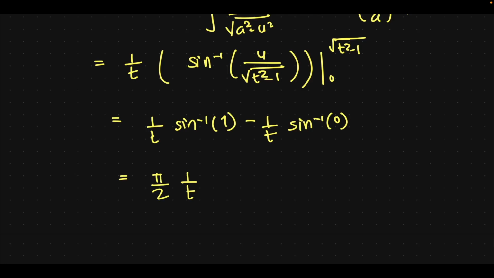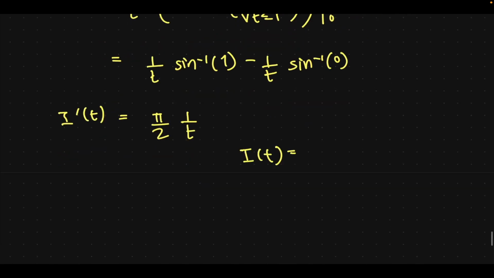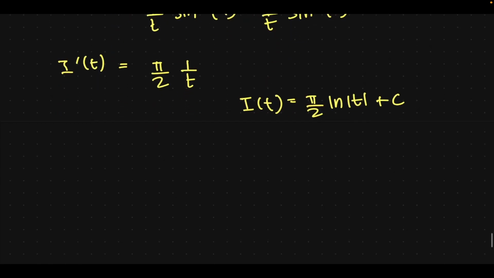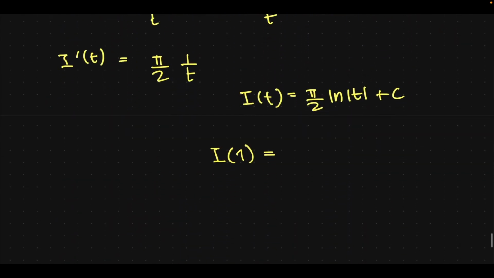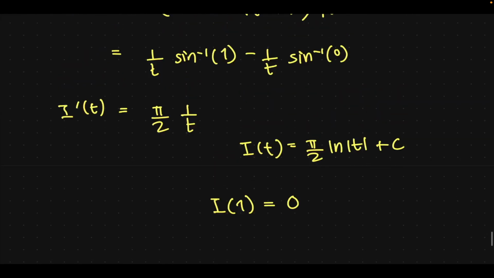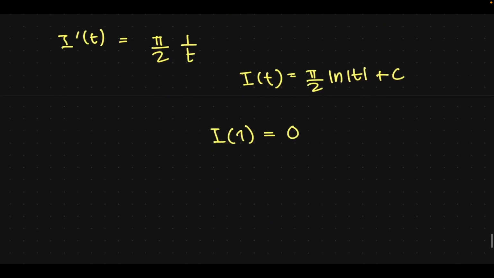Times 1 over t, and that's 0 at the lower bound. This all is I prime of t, let me remind you. And so I of t is pi over 2 ln absolute value t plus c. I of 1 is, let's go back to the definition, the integral from 0 to secant inverse of 1, so it has to be 0, because then we will have 0 to 0. So that means our c is also 0, because natural log of 1 is 0.